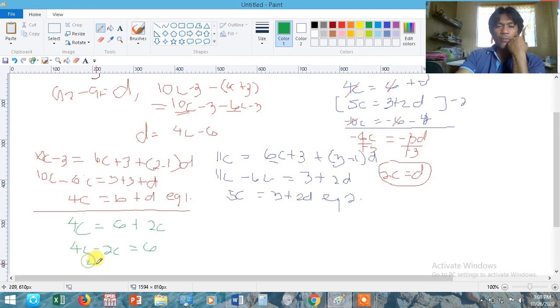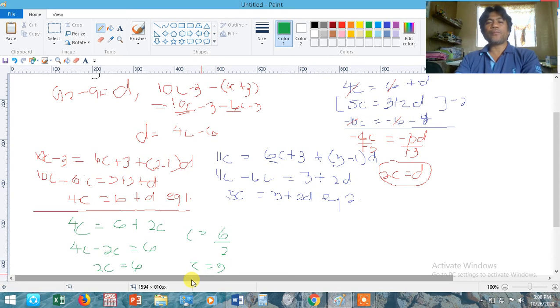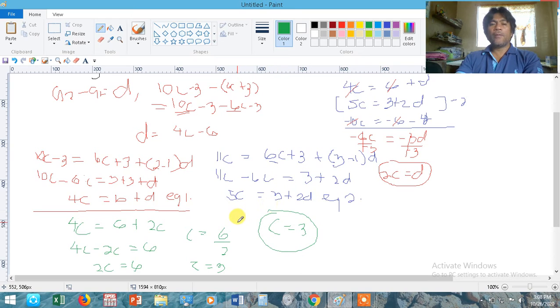So, this one will become 2c. 2c na lang matira. So, we have 2c is equals to 6. So, c is equals to 6 over 2. So, c is equals to 3. So, 3 ang c. This is the value of c. Tama? So, probably the difference to each other is 6.